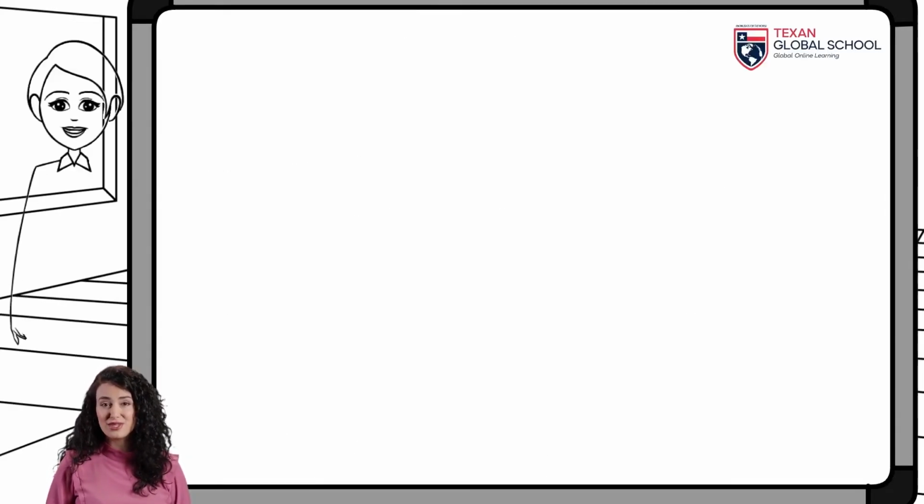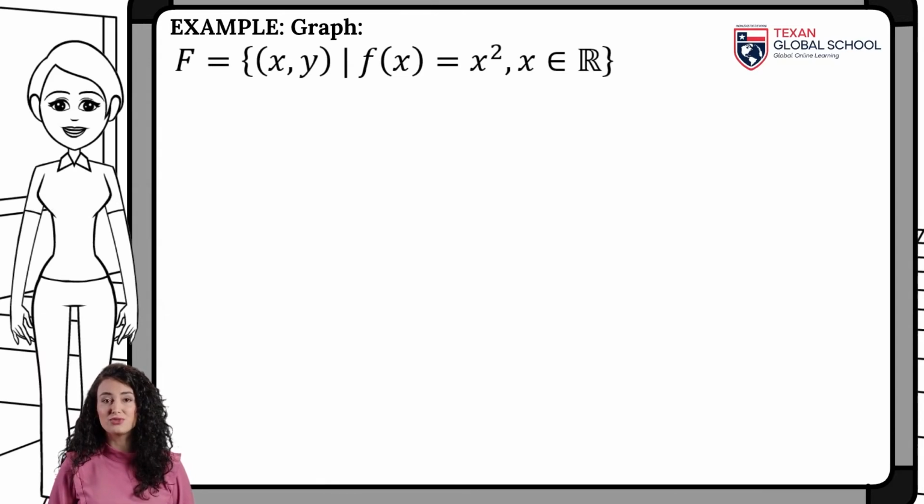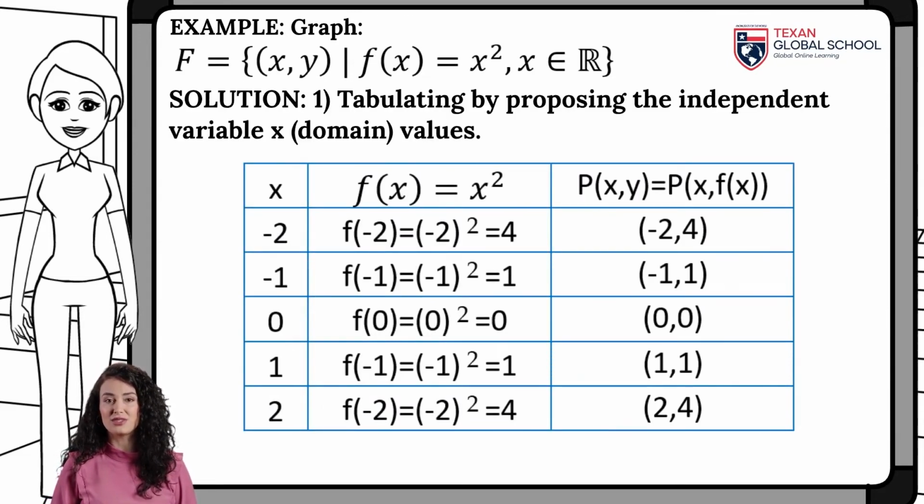In this next example, we will graph the following function whose rule of correspondence f of x is equal to x squared in the real number domain. To tabulate, we propose values of the indicated domain. We will start proposing from -2 to 2. We substitute each of the proposed values in the rule of correspondence f of x equals x squared. So, f of -2 equals 4, f of -1 equals 1, and so on.